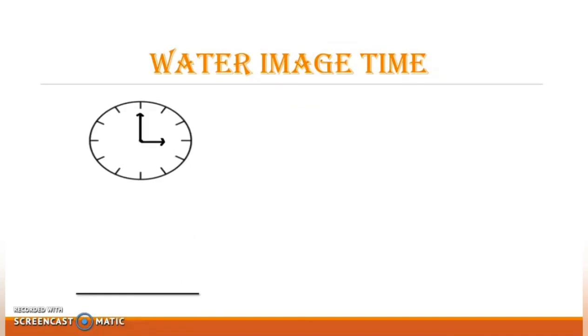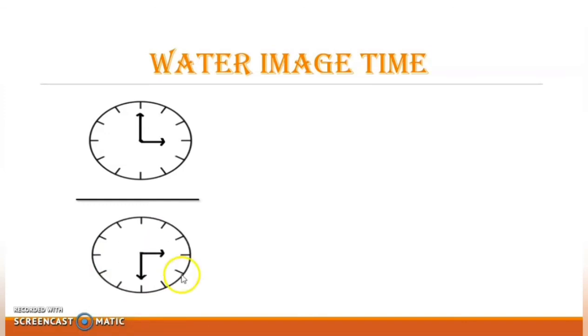Let's look at water image time. Now suppose I have a clock and there is a water surface here, and we get the water image here. So if the original clock shows this time, the water image will show this time. Now again, like in the case of mirror image, we have a formula to get the water image time of a clock, which is given by this.